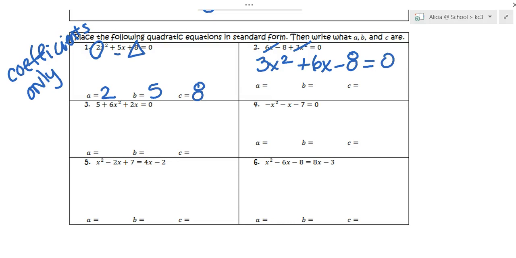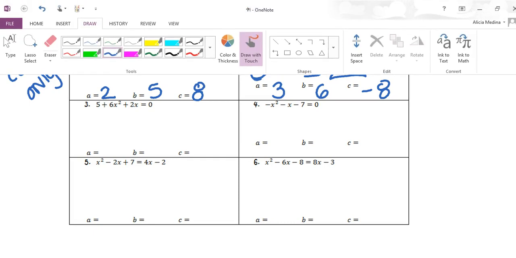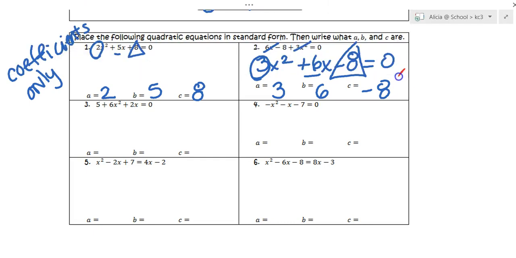Now I can go ahead and identify my A, B, and C. A is whatever in front of the x squared. That's 3. B is whatever in front of the x. That's a 6. And C is whatever is by itself. Please make sure you keep that sign. So it's a negative 8. Remember to keep the signs, kind of just a reminder, right? Keep signs. Just like if A and B had a negative, you would keep those signs as well.